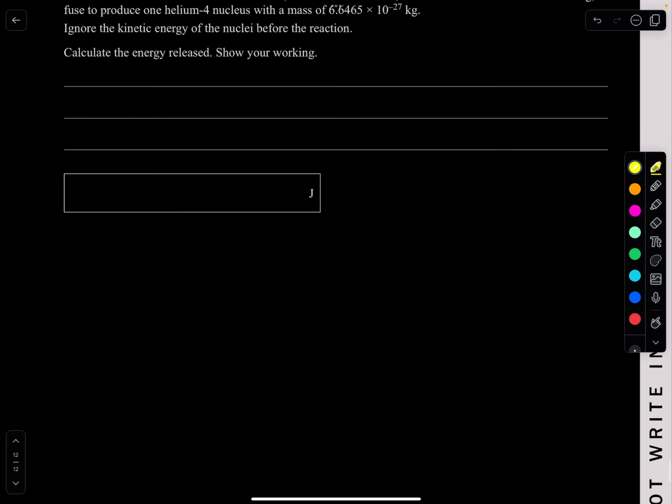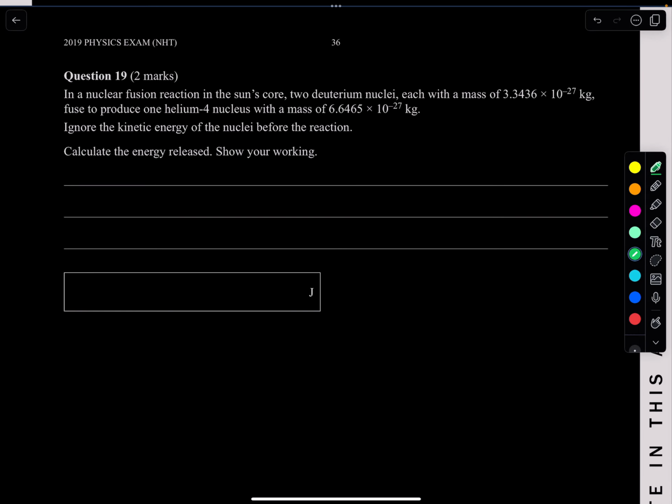Question 90. Is this the last question? Yes, it is. Let's smash through this question. In a nuclear fusion reaction in the sun's core, 2 deuterium nuclei, each with a mass of this, fuse to produce 1 helium nucleus with a mass of this. Ignore the kinetic energy of the nucleus before the reaction. Calculate the energy released. Show working. What a beautiful question to end the exam.